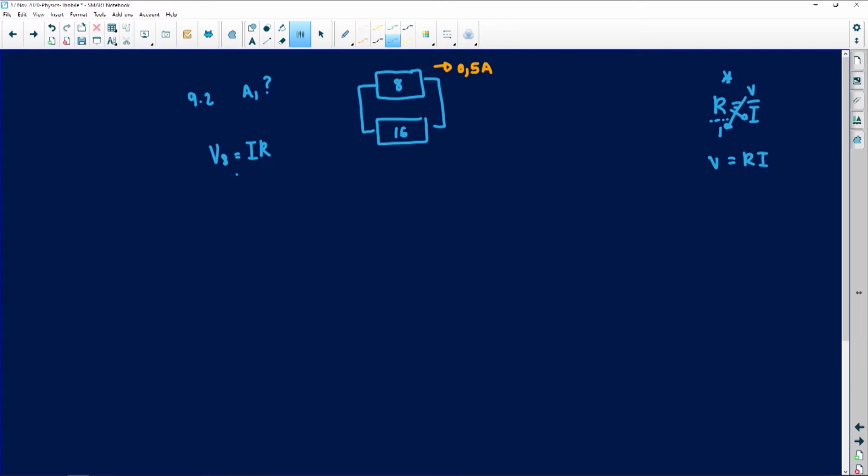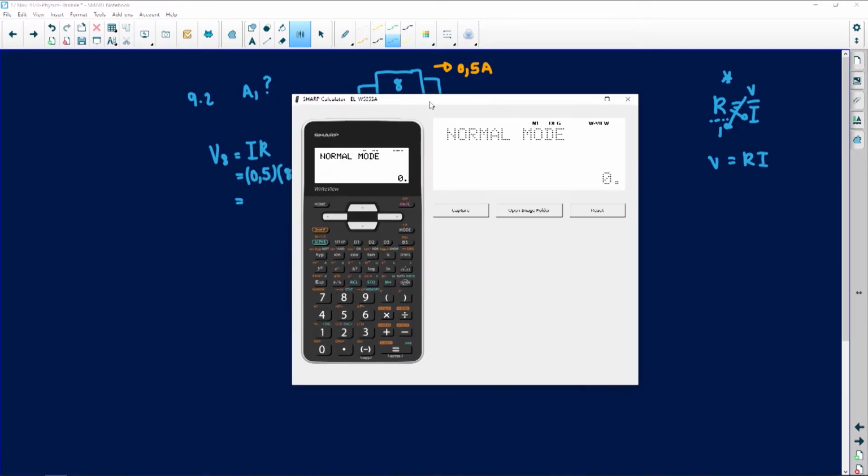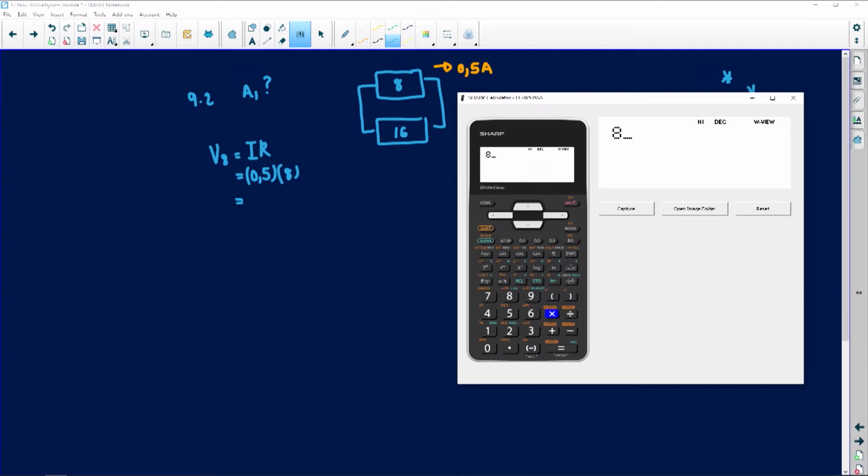I'm looking for the potential difference of 8. I am told that the current at the 8 ohm resistor is 0.5 and the resistor in question is the one which is 8. So let's use a calculator. I can probably do that in my head though. If I say 8 times 0.5 will give me 4.